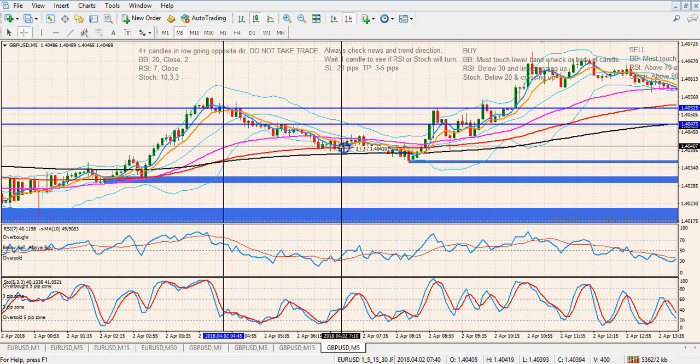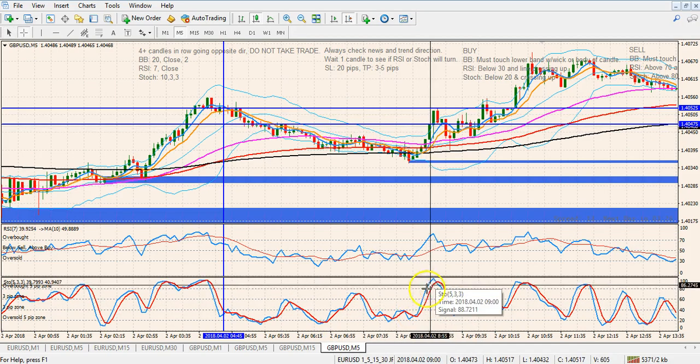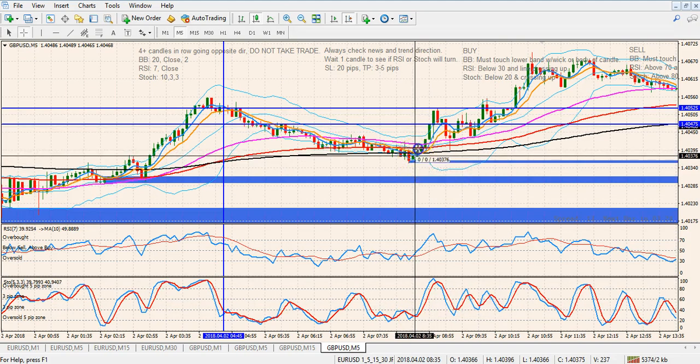But look at there, 3 pips. That little bitty retrace from here to here was 3 pips. How many pips was it from right here to here? 14 pips. Look at that nice little move right there on the 5. So that's how you know how to get in and get out of the market.